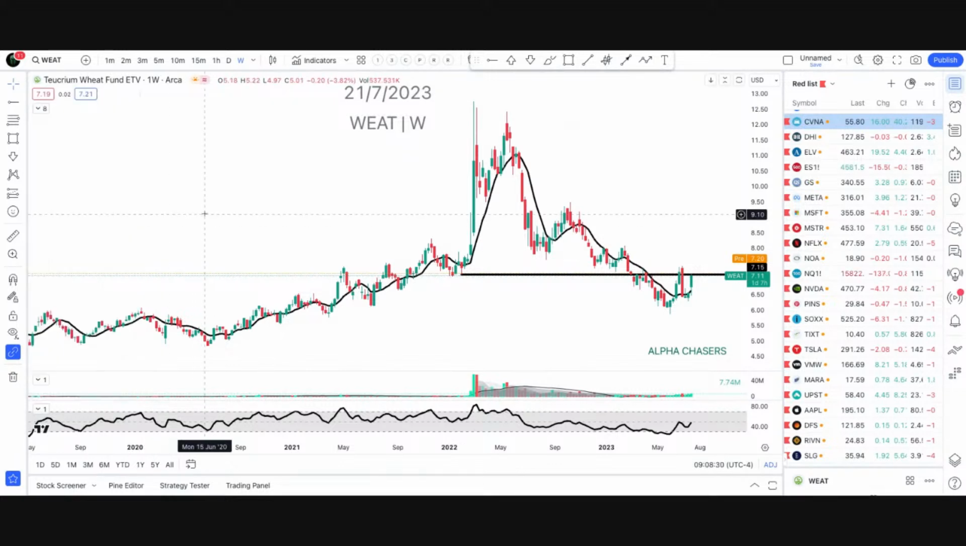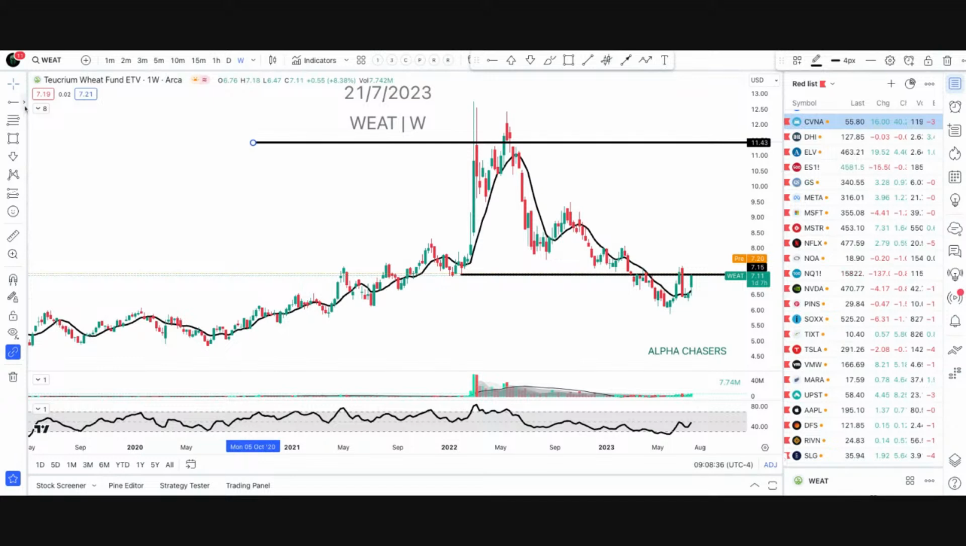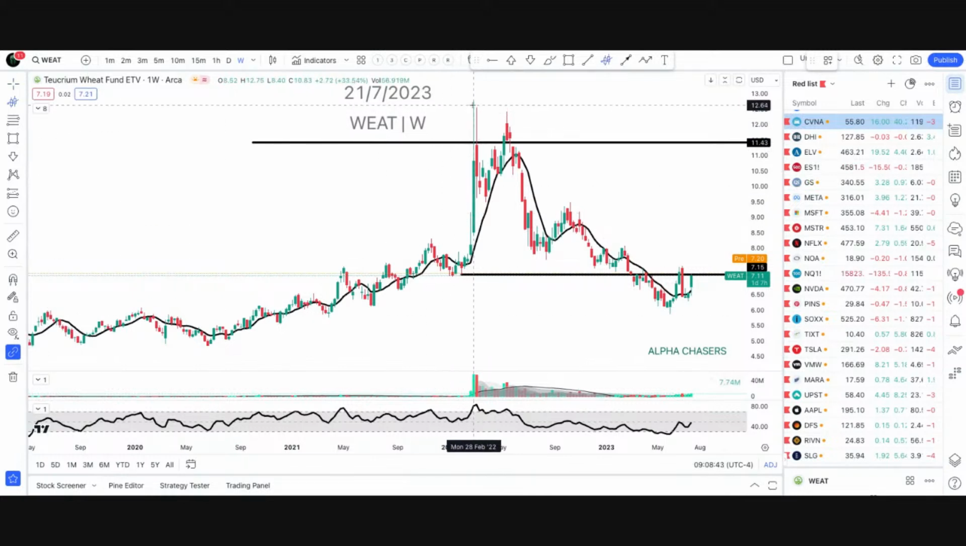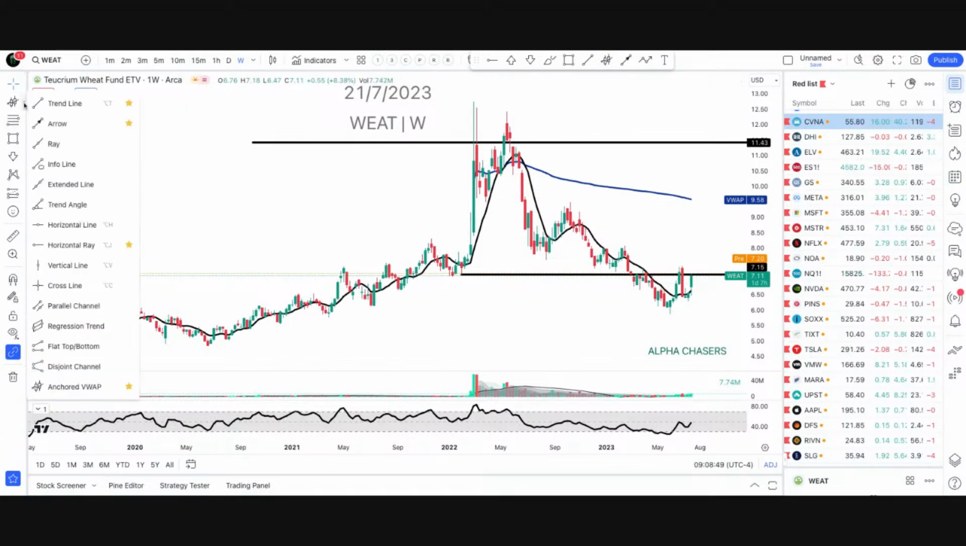Anchored VWAP's right here. You click this little arrow, come all the way down, anchored VWAP. It's right there, right? Then you just click it, goes everywhere. And I drop it up here. And to get this toolbar, anything that you click over here, that you hit these stars will appear up there.